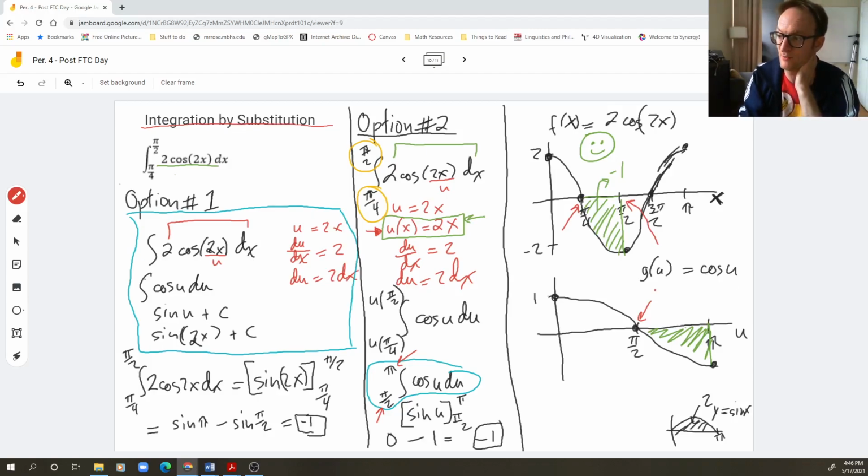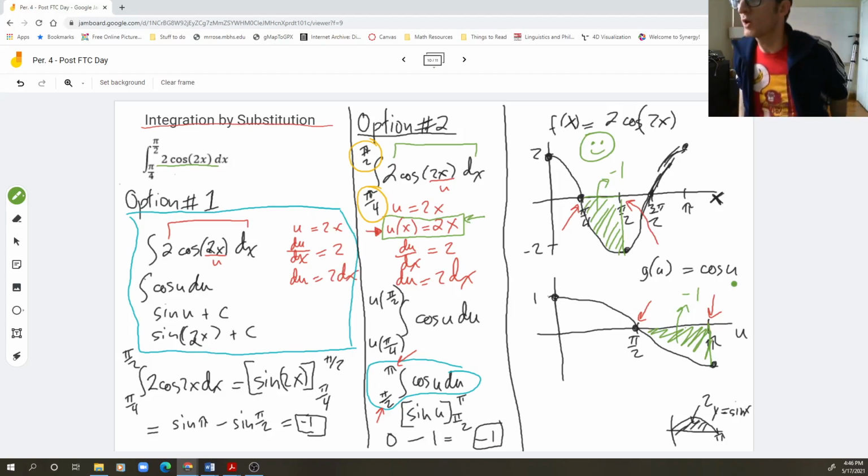So instead of starting at pi over 4, I start at pi over 2. And instead of ending at pi over 2, I end at pi. And you should feel that this is also obviously going to be 1, because now it's just half of a hump of cosine, which has area 2.